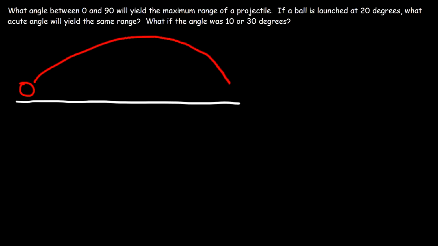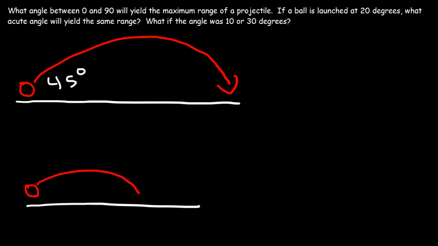What angle between 0 and 90 will yield the maximum range of a projectile? It turns out that an angle of 45 degrees will produce the maximum range. Now what about the second problem? What angle would yield the same range if the ball is launched at 20 degrees.